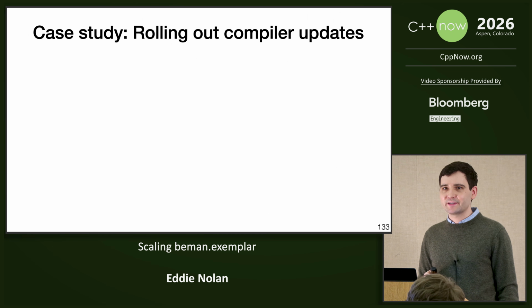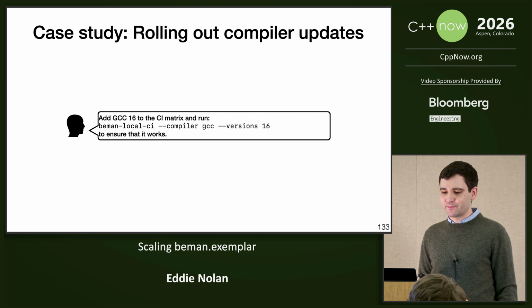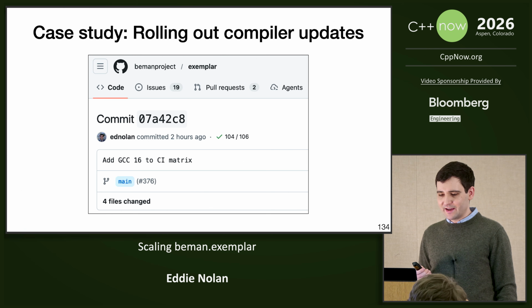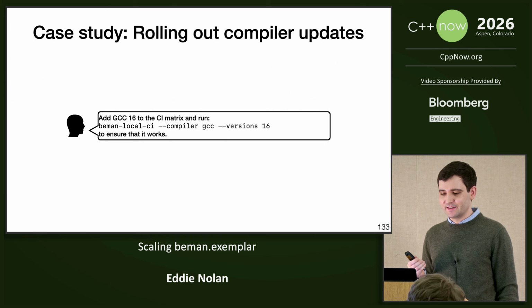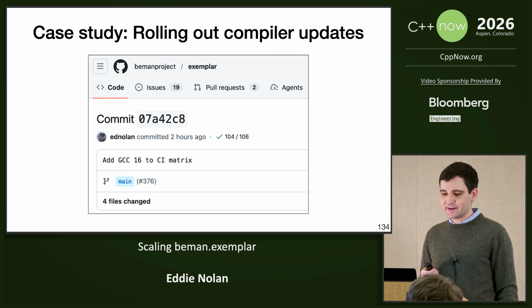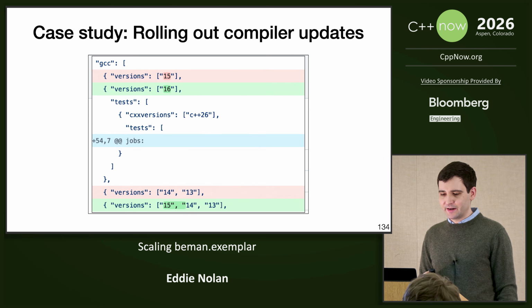Rolling out compiler updates. Similarly, you can prompt AI to use beman local CI and it knows how to run it. We had a commit to exemplar after checking that all of the relevant libraries supported GCC 16 using this beman local CI check. Luckily, they all just worked without any changes. I added GCC 16 to the CI matrix of exemplar, and then I could roll out that change to the CI matrix qualitatively.